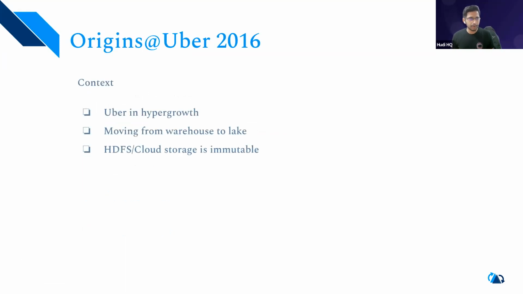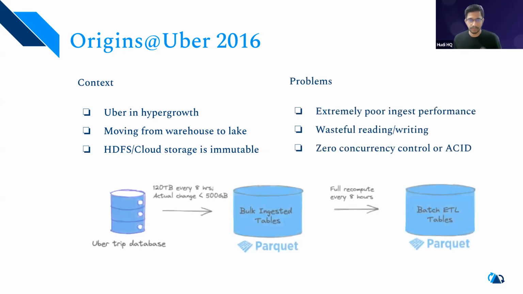All right. So, quick recap. I think it's important to understand how Hudi started, because by and large, these are the problems we saw at Uber back then, when Uber was in hypergrowth mode, moving from a warehouse to a lake. The problem was, whether you have cloud storage or HDFS, it's an immutable storage system, and you need to build a database or transaction layer on top of it, right? That's how Hudi was born.